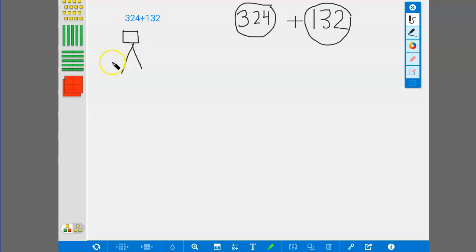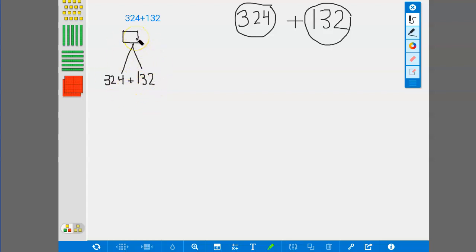And the two add-ins we have are 324 and 132. So these are our add-ins that we're putting together to get to our total, which means whatever these two put together, whatever their sum is, needs to be greater than each of the add-ins.